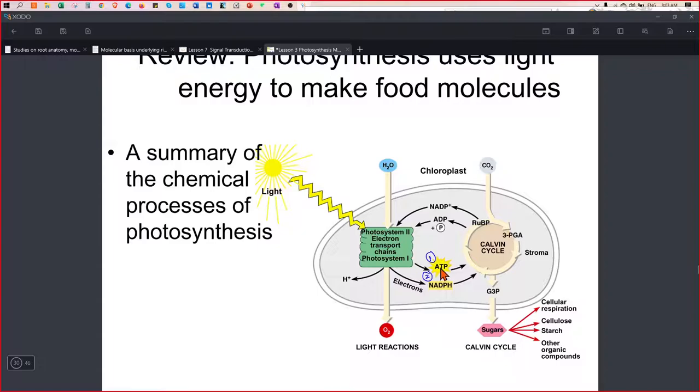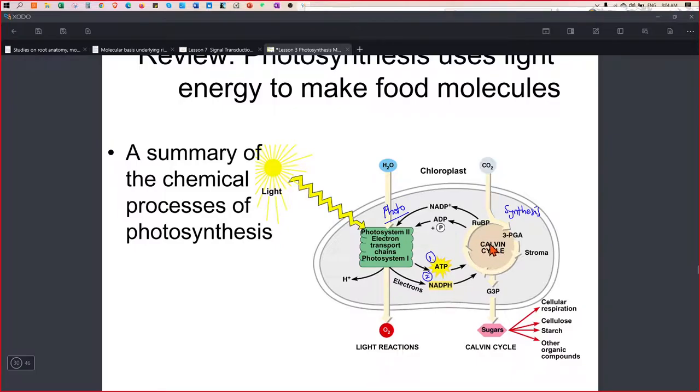The function of these two molecules is that they are going to be used in the second reaction of photosynthesis, that is the synthesis to make the food molecules, the sugar. So ATP and NADPH are used by this Calvin cycle. So this is your photoreaction, and this is your synthesis reaction. Synthesize what? Synthesize all this from the basic unit of sugar molecules.